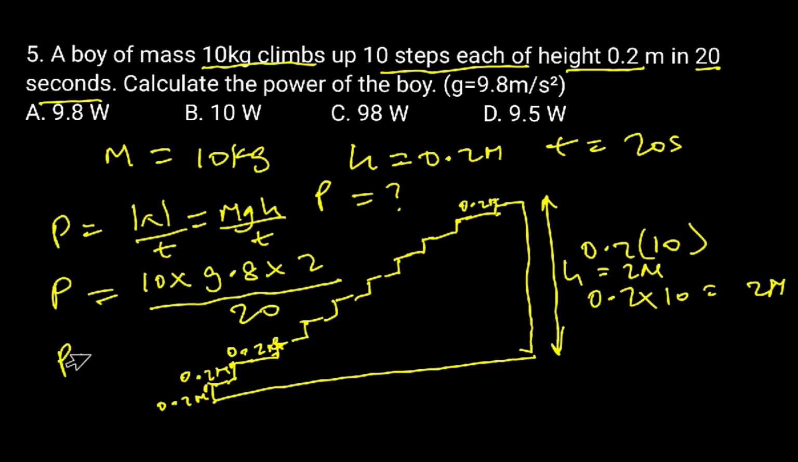So we have power is equal to 10 times 9.8 times 2 divided by 20. Just plug this into your calculator the way it is. So we have 10 times 9.8 times 2 divided by 20. This will give us 9.8. So this is 9.8 watts. So the power of this boy is option A, which is equal to 9.8 watts. So let's move to the final question.